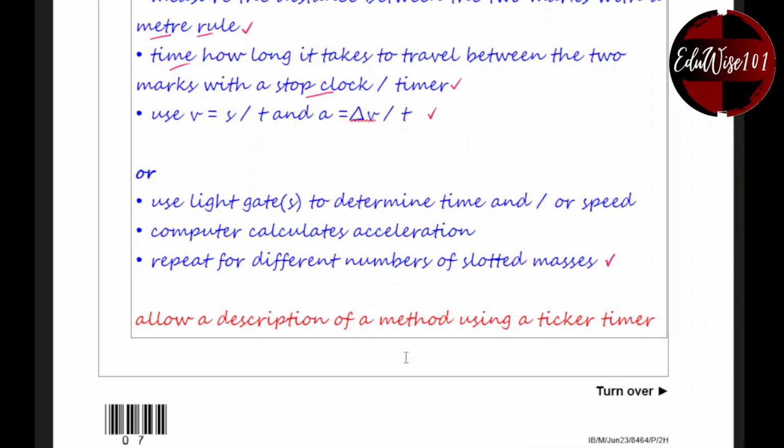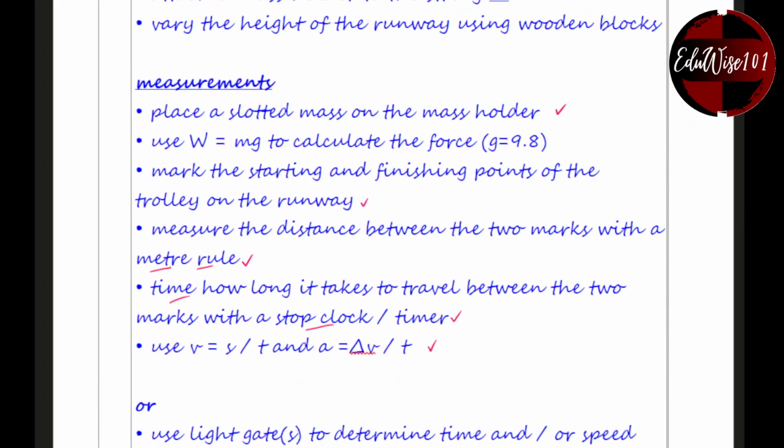You could also include a method where you are talking about using a ticker timer as well. Generally, that can be a bit tricky. The two methods that I have discussed here are the best ones.